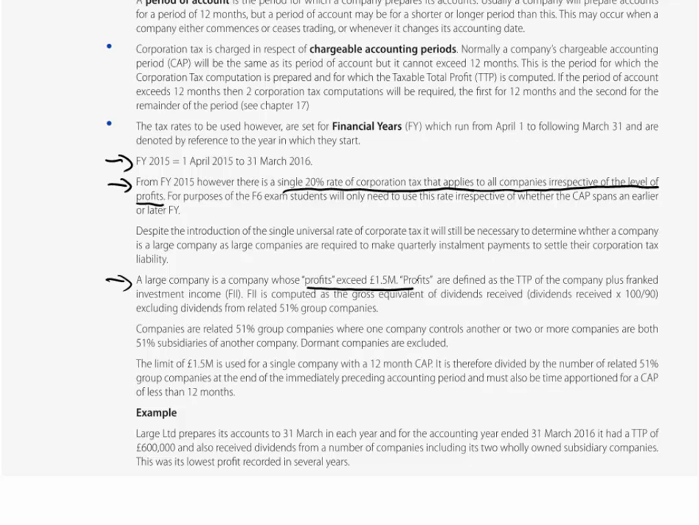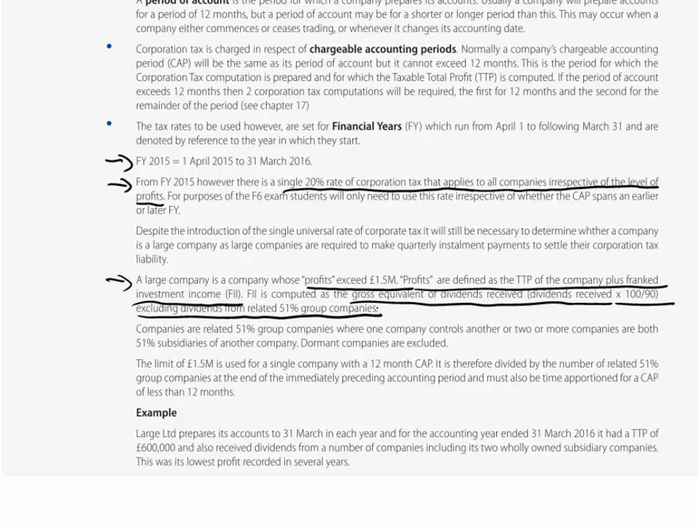This was a term that we used to know as augmented profit back in the good old days, but now simply profits which exceed 1.5 million. Profits are defined as, well, we know what the TTP of the company is, our taxable total profit, plus franked investment income, or FII. What was that, remember? That was simply the gross equivalent of dividends received. How do we gross them up? Times 100 over 90. We excluded, however, in that definition of FII, dividends received from related 51% group companies.